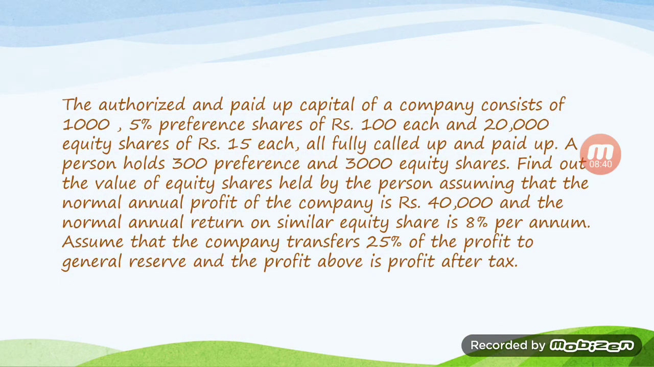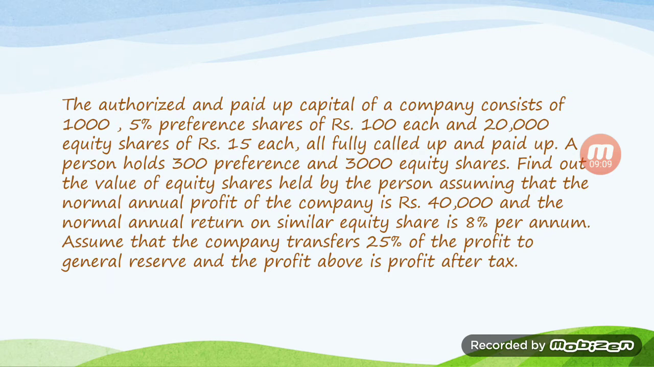Then question number 2. The authorized and paid up capital of a company consists of 1,000, 5% preference shares of rupees 100 each and 20,000 equity shares of rupees 15 each. All fully called up and paid up. A person holds 300 preference and 3,000 equity shares. Find out the value of equity shares held by the person, assuming that the normal annual profit of the company is 40,000. So this is the profit.